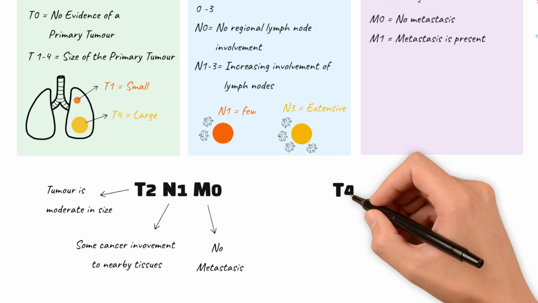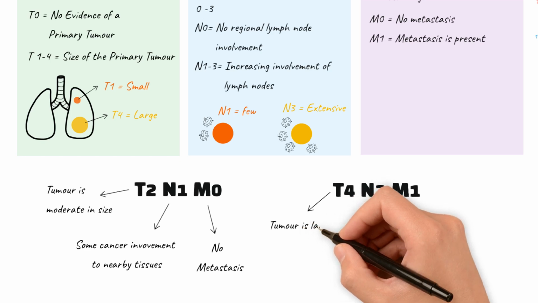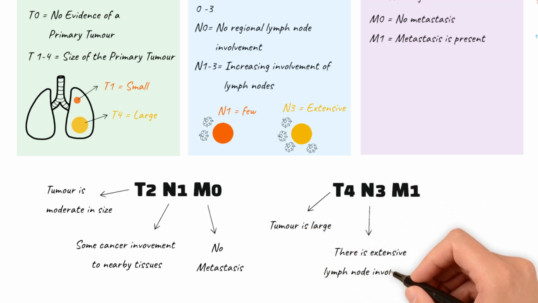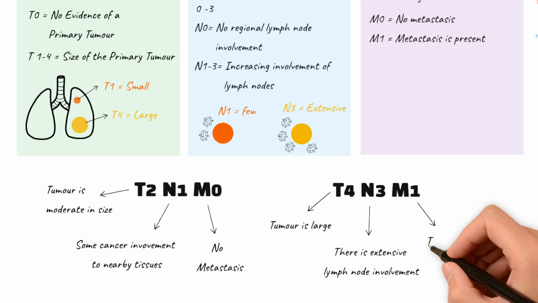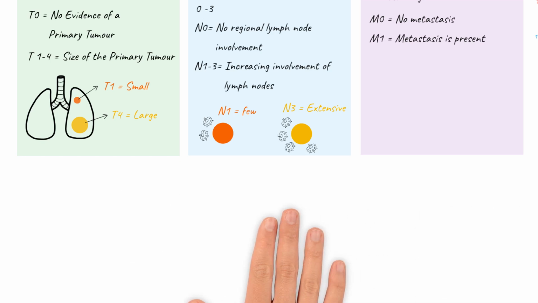Example 2. T4N3M1. T4 means the tumor is large and has grown extensively into nearby tissues. N3 shows that there is extensive lymph node involvement, and M1 says that the cancer has spread to distant parts of the body. Now try this example on your own.